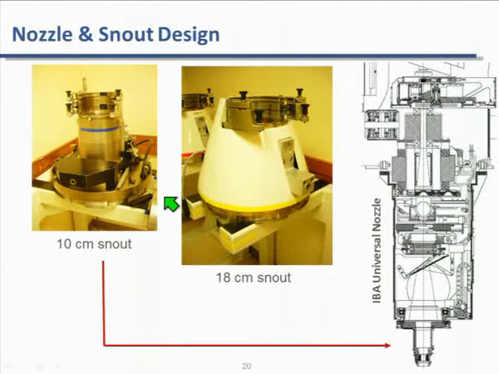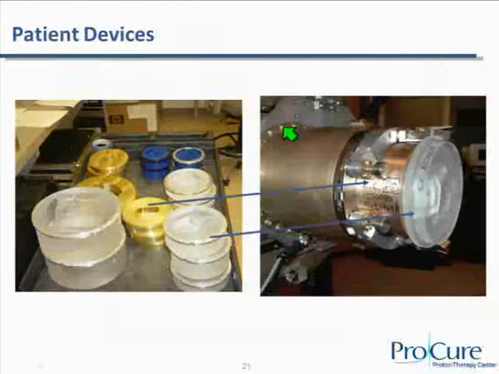Just an introduction to terminology. This is the IBA universal nozzle. The snouts get attached to the very front of the nozzle. This is a massive structure. These things are also very massive, between 300 to 450 pounds. So you need special equipment to put it in place, and attached to those are the patient devices that we need to QA.